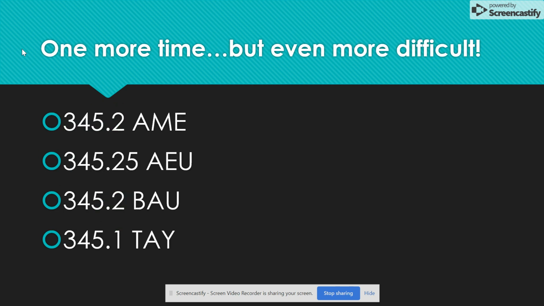All right, it's time to make it even more difficult. Now we have numbers and letters. But remember, it's important that you always look at the number first. I notice that all of these numbers start with 345. So I have to look after the decimal to figure out which book would come first. Go ahead and take a look and see if you can order them first.